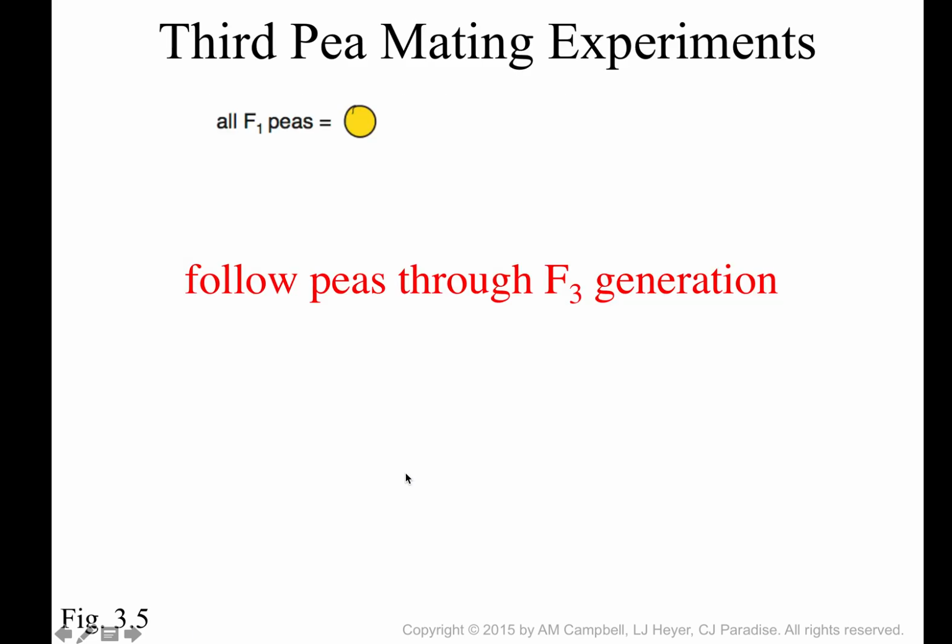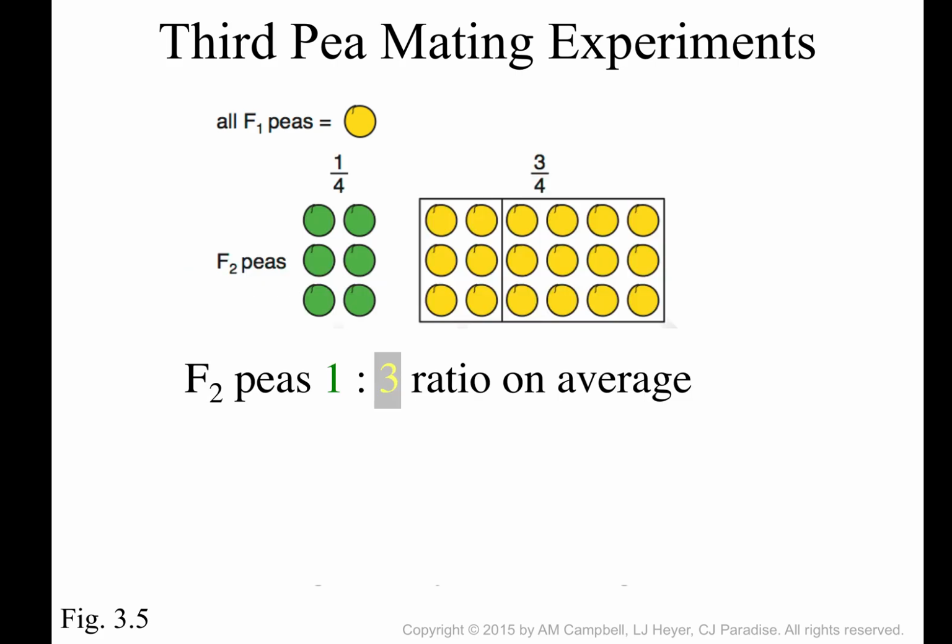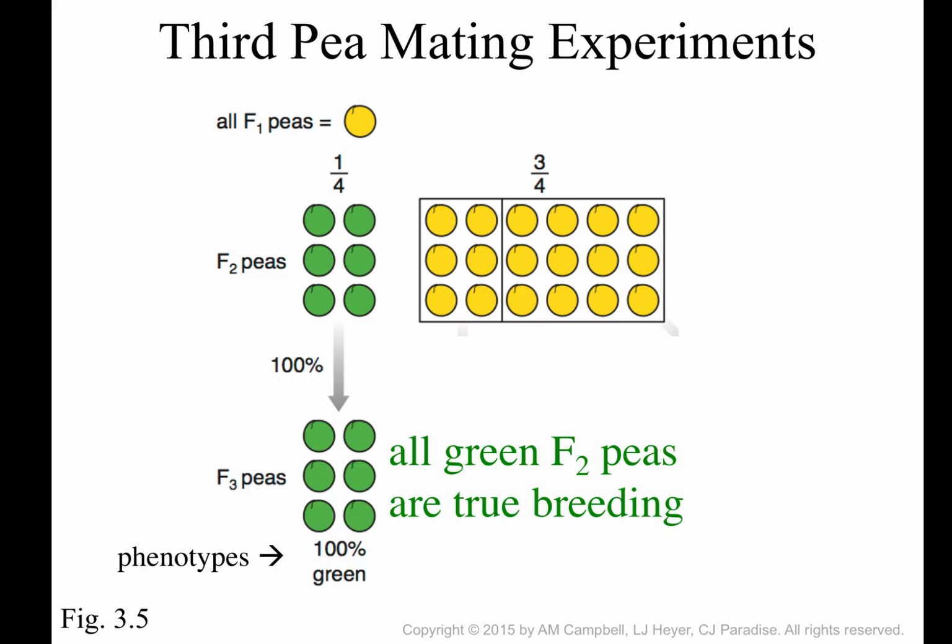So now what happens in the F3 generation? Okay. So the F2 peas, 1/4 of them were green, 3/4 of them were yellow. That's their phenotype. That's what they look like. But what else can we learn about these peas? So if we cross these peas with themselves, they are true breeding. You always get green peas. Okay, so all the green peas are true breeding.